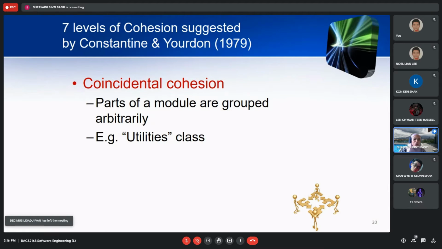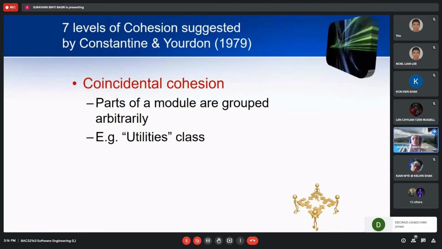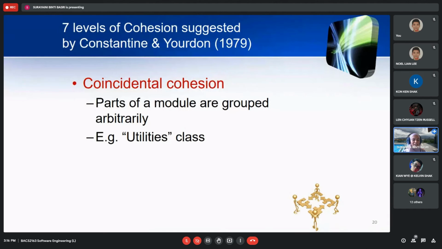Imagine you have various functions, and you create one module which is the utilities module, and inside that utilities module you group all of the functions even though they are not related to each other, because they will be used in your system and you assume that all of them are utility functions. Even though they should not be in that class, you put all of them in one category, which is the utility class. So that is the worst cohesion.